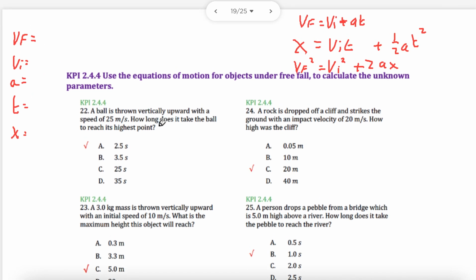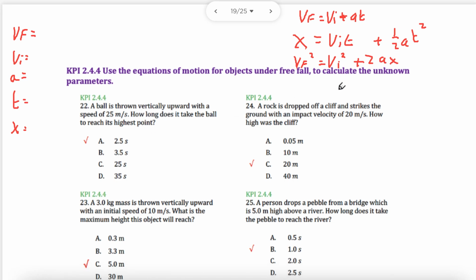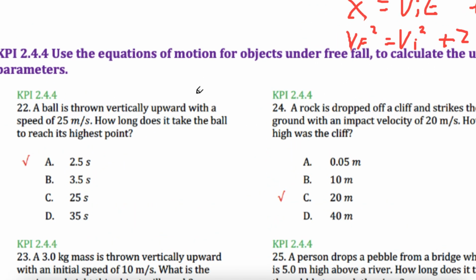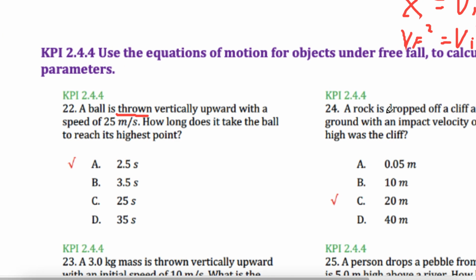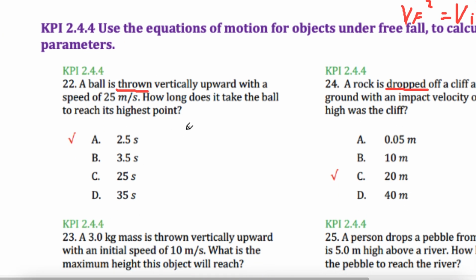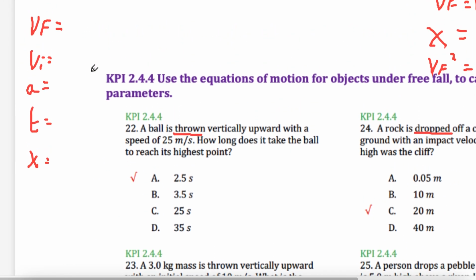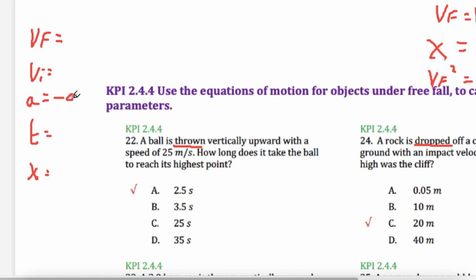Now, some things that are not given to you in the questions, especially for free fall, they expect you to know it. As soon as you see a word of something being thrown or dropped, or something that tells you that it's going to be in free fall, immediately A is negative 9.8 every time, minus 9.8. Keep it like that and you'll never go wrong. A is always like this.